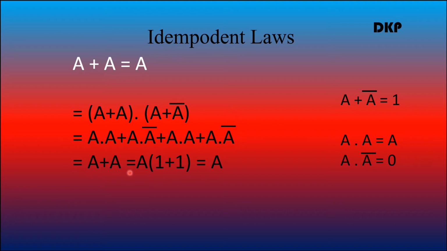Therefore, you will get a plus a, which is equal to a into 1 plus 1. 1 plus 1 is 1 itself. We have seen that in the axioms. 1 plus 1 is equal to 1. Therefore, a into 1 plus 1 is equal to a.